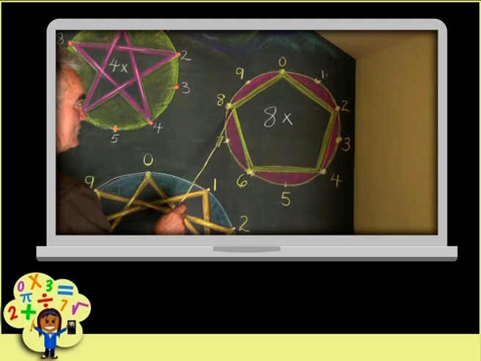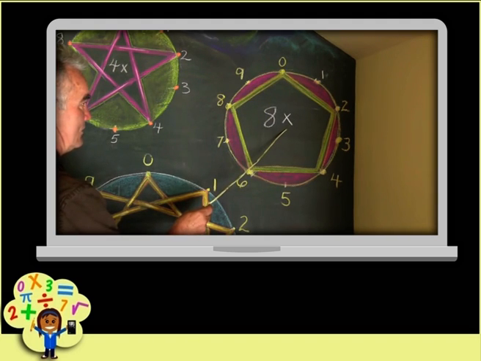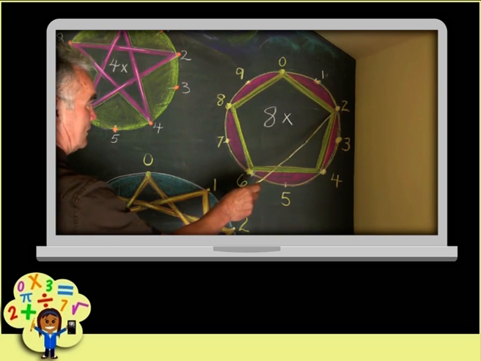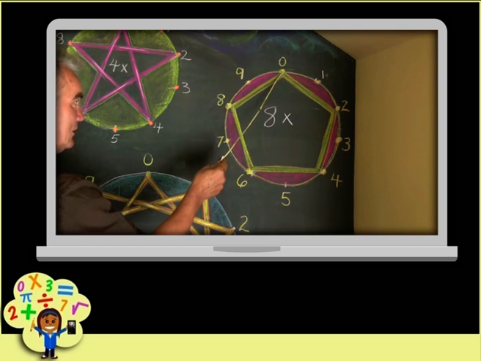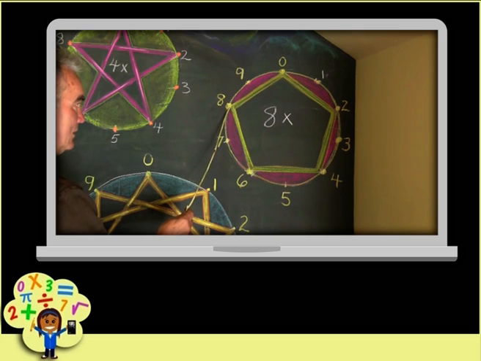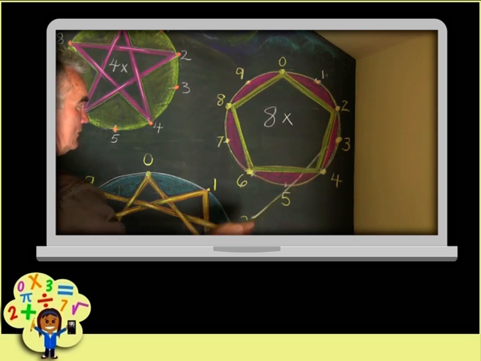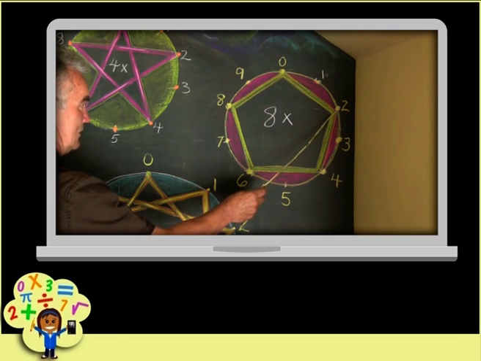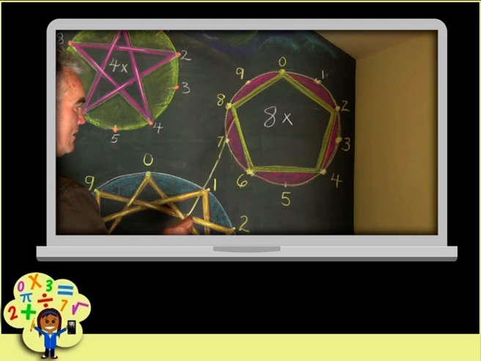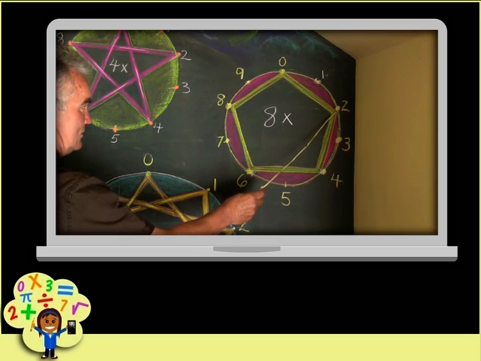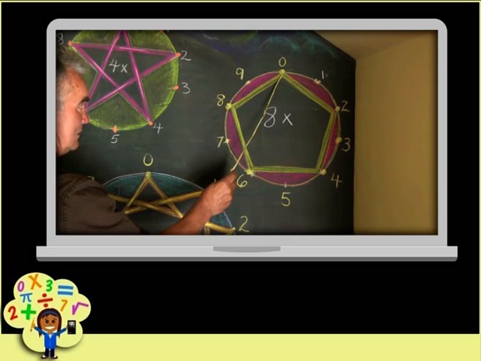Now the exact same circle is used for the 8 times tables. Instead of going this way, clockwise, we're going this way, counterclockwise. So starting at 0, 0 times 8 is 0, but 1 times 8 is 8, 2 times 8 is 16, 3 times 8 is 24, 4 times 8, 32, and 5 times 8 is 40. 6 times 8 is 48, 7 times 8 is 56, 8 times 8 is 64, 9 times 8 is 72, and 10 times 8 is 80.